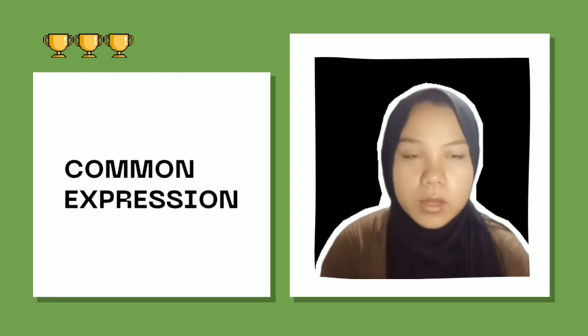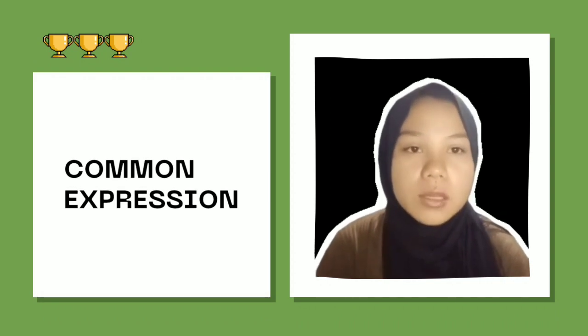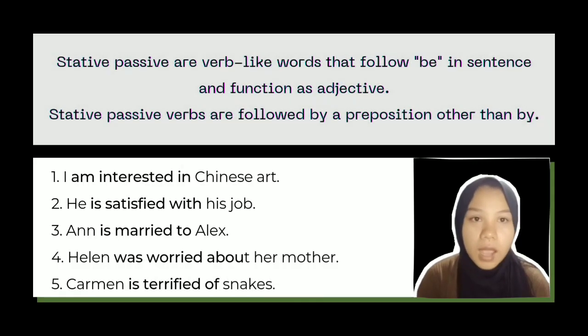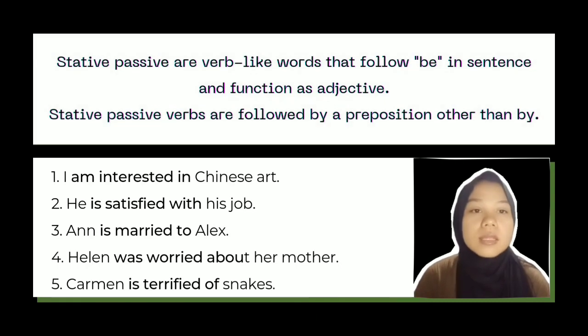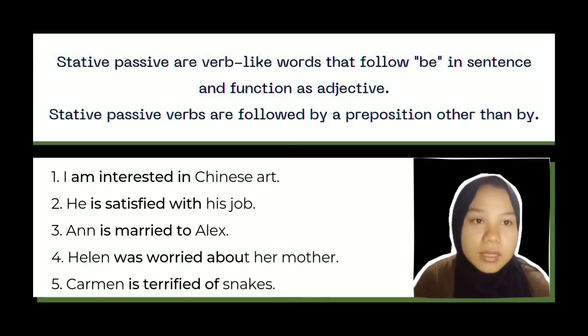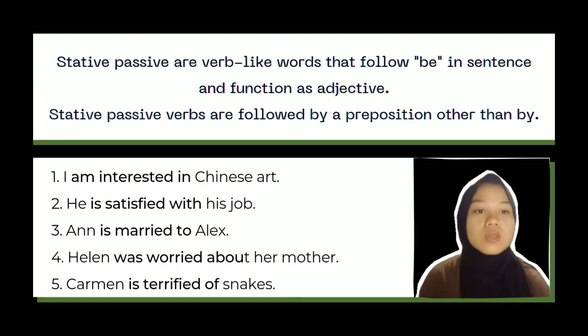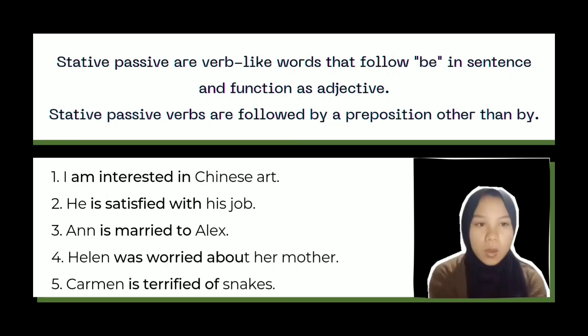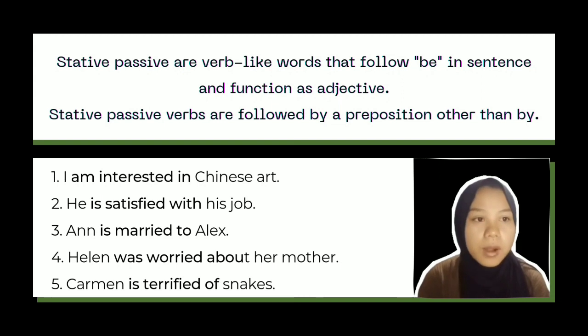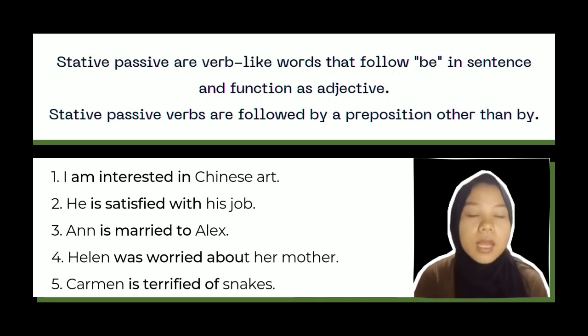Okay guys, I will present about common expressions. The first, stative passive. Stative passives are verb-like words that follow be in sentences and function as adjectives. Stative passive indicates a status or condition which might exist over a period of time. In contrast, action verbs often indicate a change from one status to another.